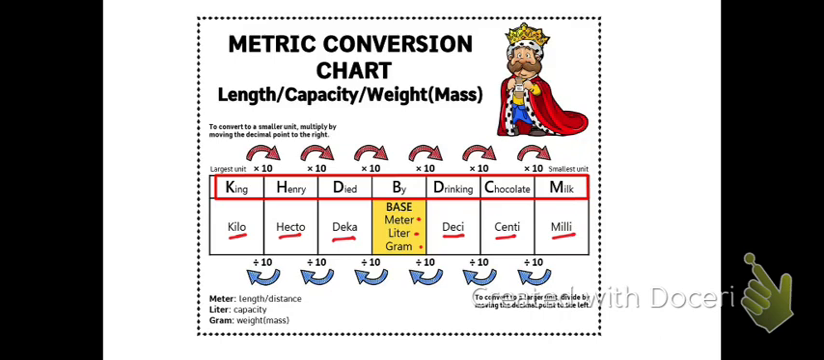If you are going from a large unit to a smaller unit, you are going to multiply your number by 10. If you're going from a small unit to a big unit, you're going to divide by 10. So let's go over a couple examples.